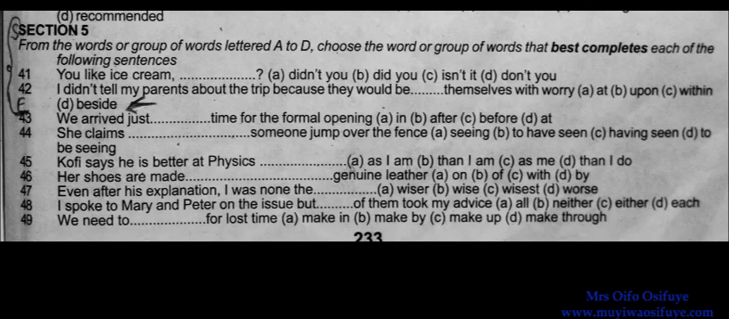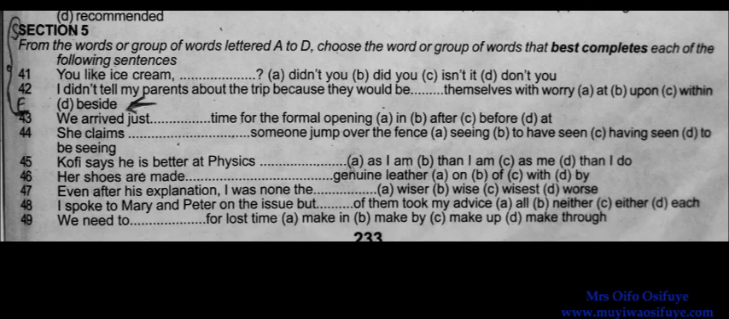Now if you look at these options, the correct one that best completes the sentence is option D, which is don't you. The question will now read: you like ice cream, don't you? You can see that there is a question mark there. That question mark makes us realize that that is a question. You like ice cream, don't you?